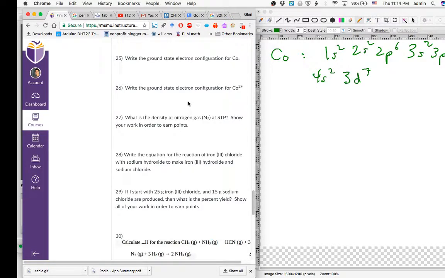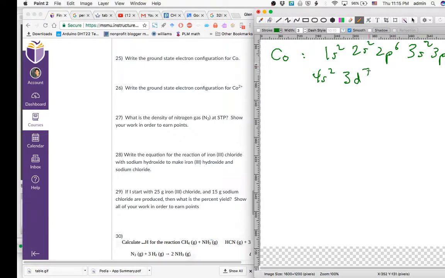Number 26. The ground state electron configuration for cobalt 2+. Now, you may have noticed from the textbook or other readings that when you have an ion, you either add the electrons at the end. So for example, if this were cobalt 2-, I would add 2 electrons at the end right here, so this would be 3d9. But if it is a positive ion, I need to remove 2 electrons from the highest shell. The shells are the row numbers from the periodic table: 1, 2, 3, 4, 3. The highest shell is 4.